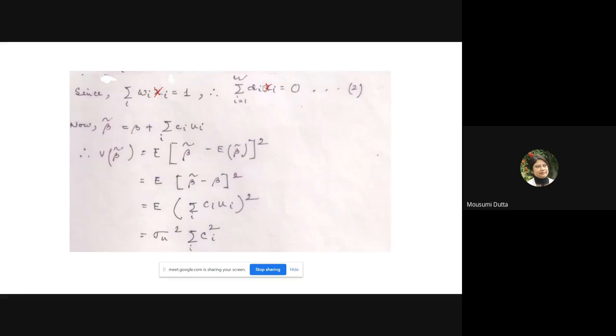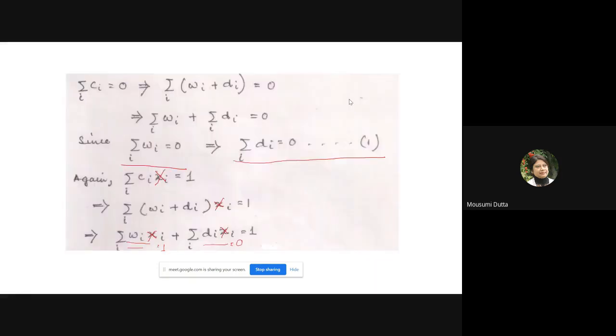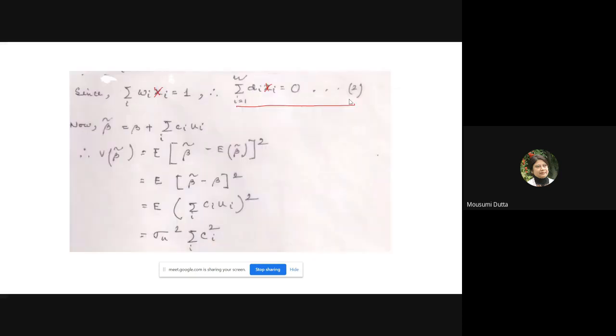So the second constraint in our framework is given by summation di xi is equal to 0, which we are calling equation number 2. Got it? So two constraints are clear to all of you. The first constraint, equation number 1, summation di is equal to 0. The second constraint, summation di xi is equal to 0.